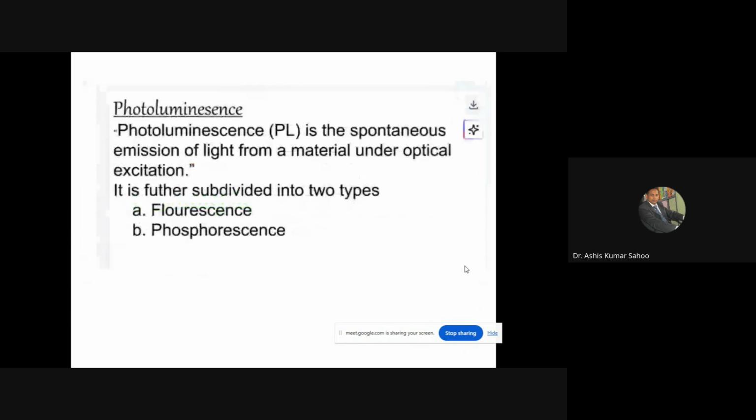So what is photoluminescence? Photoluminescence is the spontaneous emission of light from matter under optical excitation. So we can see spontaneous emission of light from a particular material under optical excitation. That is known as photoluminescence. It is further divided into fluorescence and phosphorescence.